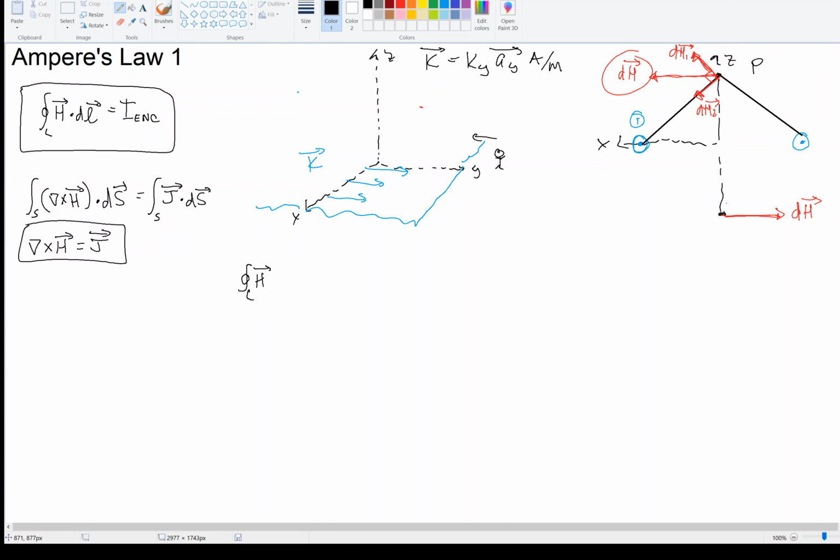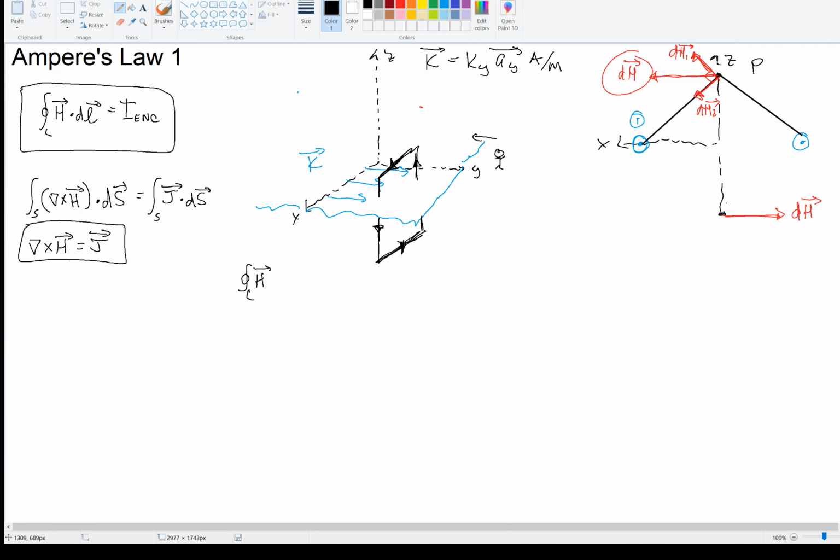I guess I have to define my Amperian path now. I'm going to define my Amperian path like this, so that it is parallel up here to the x-axis and also perpendicular to the x-axis. When the path is parallel, we'll have a non-zero integral, right? And when it's perpendicular, we'll have zero integral.